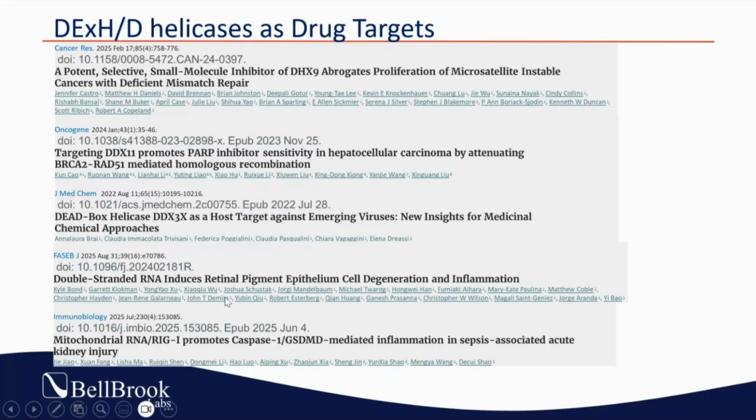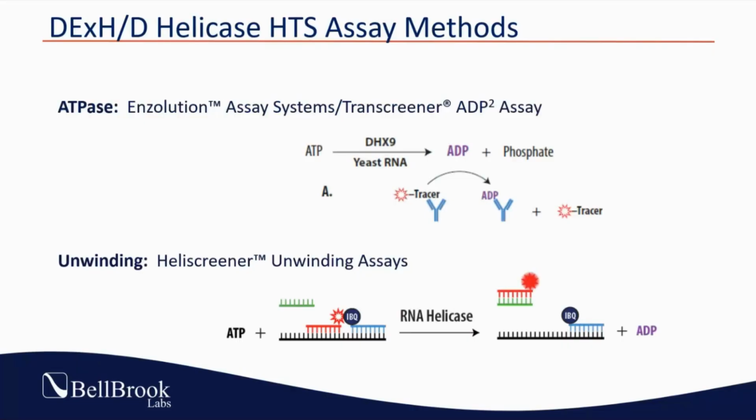I also mentioned that they're involved in autoimmune conditions. Here are a couple papers targeting RIG1, which is also known as DDX58. In these cases, it's being targeted for macular degeneration, and also for inflammation in sepsis-associated acute kidney injury. So, important autoimmune, oncology, and antiviral indications for these targets, which is why we became interested in them. And I assume why you are as well.